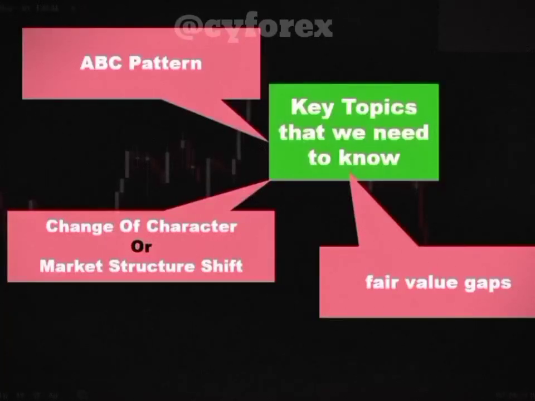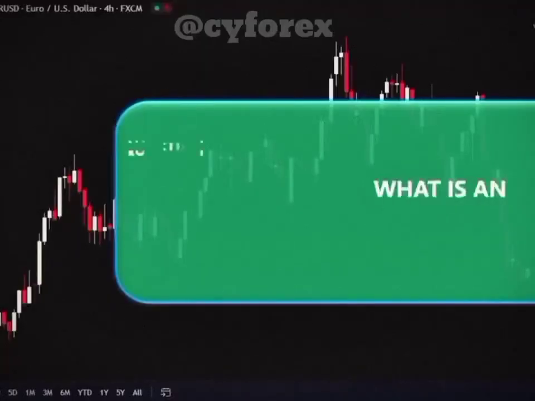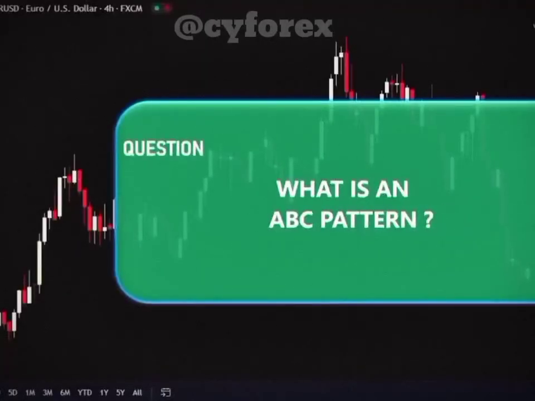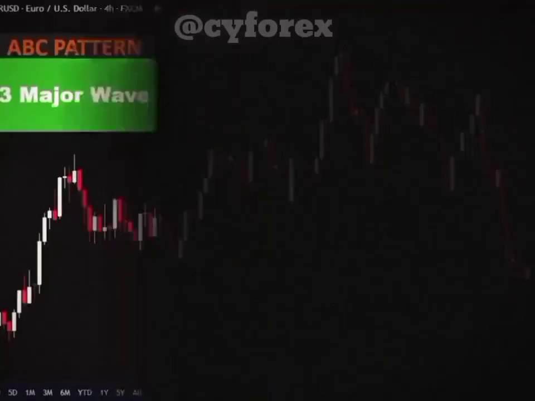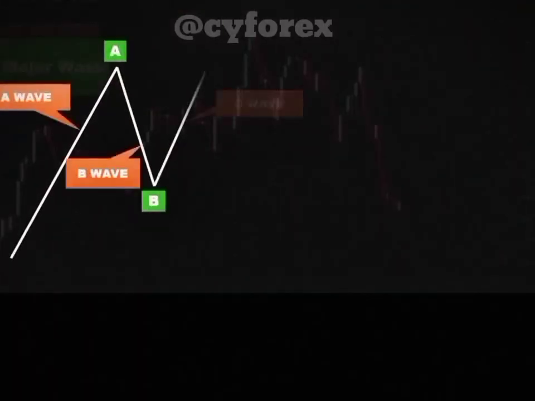So let's start with the ABC pattern. So traders, what is an ABC pattern? The ABC pattern is created by three major waves of price. In the bullish scenario, the ABC pattern contains a rally wave upward. Then we have a bearish retracement to the downside. And finally, we have the C wave to the upside.